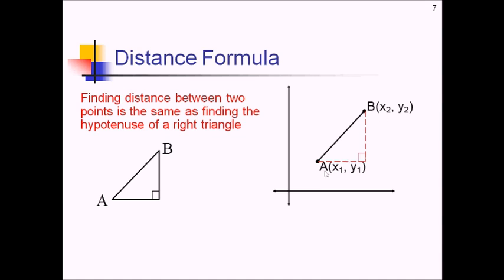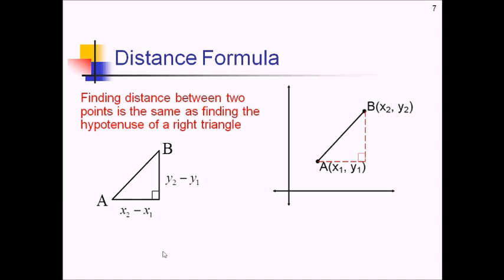Well, this bottom side here is just going to be what you get when you subtract these two x values. So x2 minus x1. And if you want this other distance here, this vertical distance, this is just what you get when you subtract the two y values. We'll call it y2 minus y1.